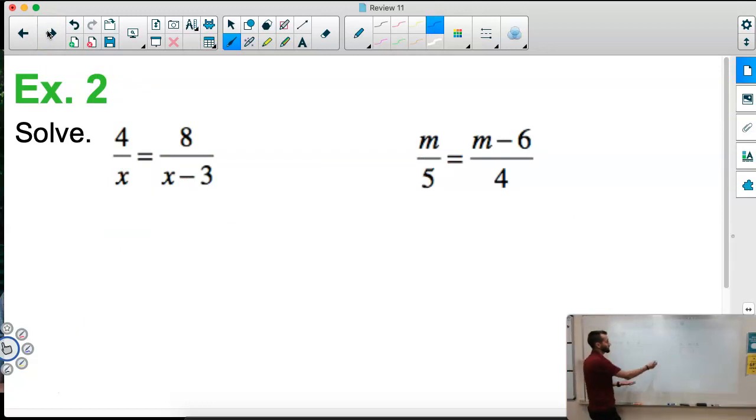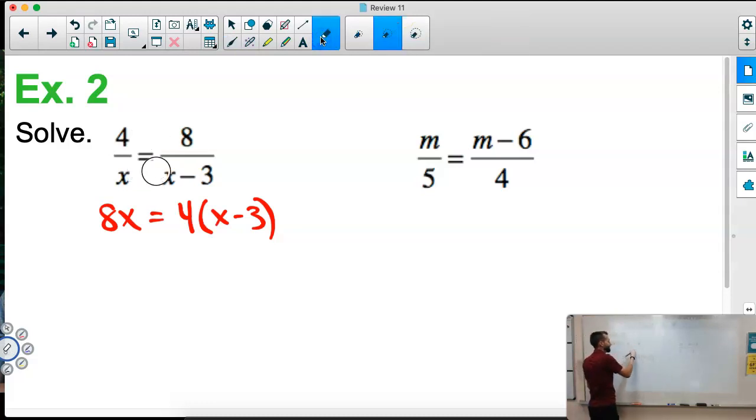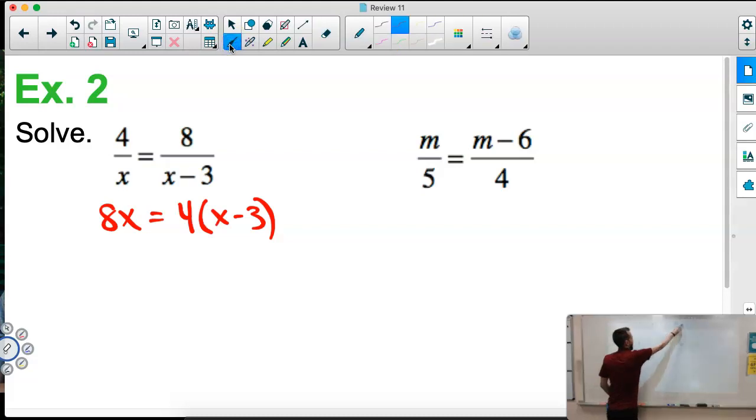Notice on these, we're going to do the same thing. We're going to cross multiply. So these two are going to get multiplied together. It's 4 times x minus 3. And I'm writing it this way on purpose. I want to talk about that in a second. And then 8 times x. The equal sign goes in the middle. So make sure it started off with an equal sign. I don't want to make that disappear and like magically everything's just together. No. There's an equal sign here. It goes right in the middle of those two.